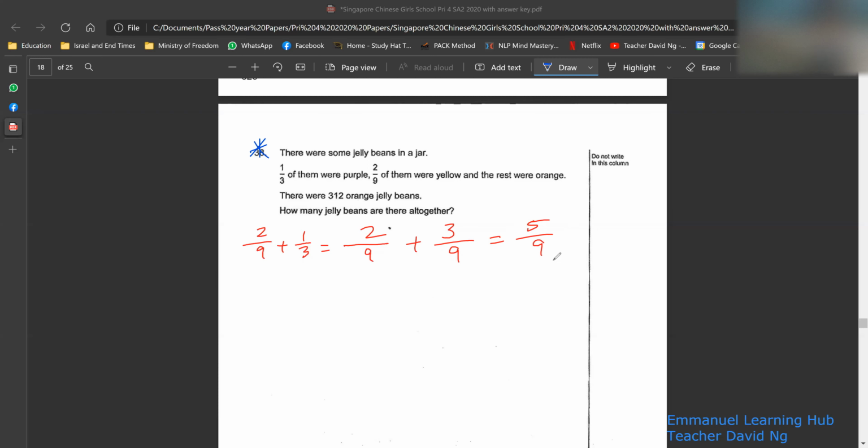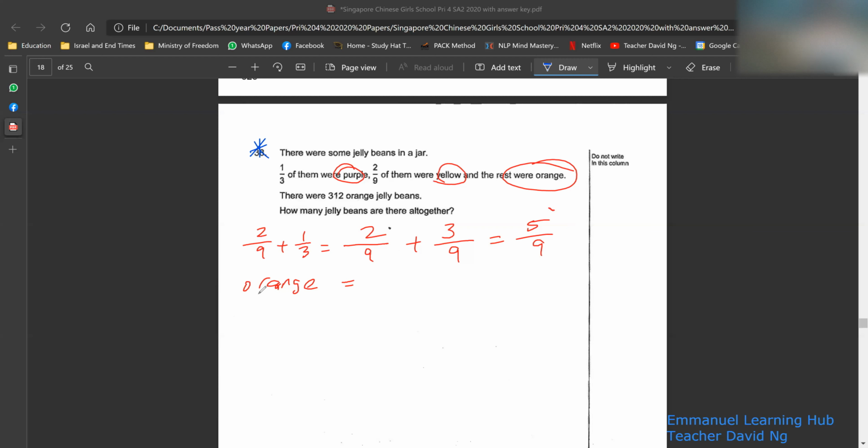So 5 over 9 of the jelly beans is yellow or purple. The rest are orange. The orange will consist of how many? What's the fraction that's orange? Fraction that are orange. No. Fraction that's orange.